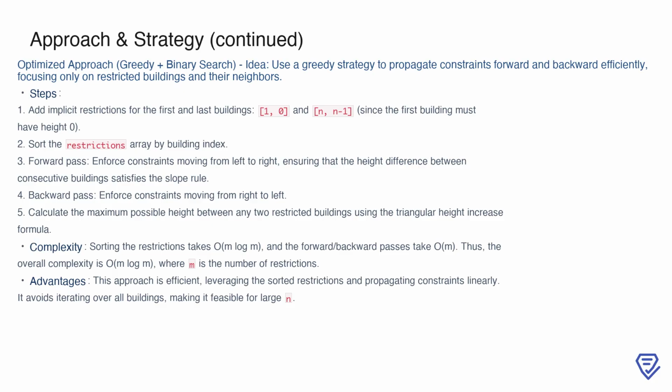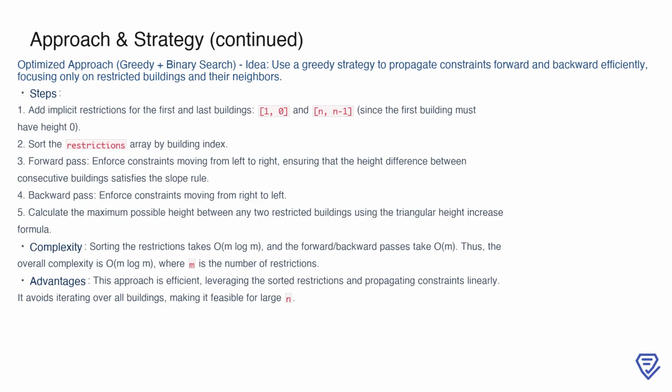n-1. Next, we sort the restrictions array based on the building indices. Following this, we perform a forward pass from left to right, enforcing the slope constraints between consecutive buildings so that the height difference is valid. Then, we do a backward pass from right to left to ensure that all constraints are properly satisfied in both directions. Finally, we calculate the maximum possible height between restricted buildings using a triangular height increase formula, which ensures that the tallest building is positioned at the midpoint.